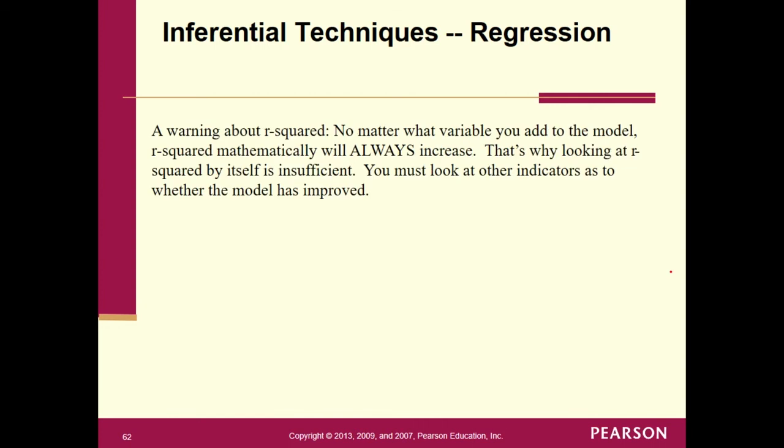So a warning about R squared. No matter what variable you add to the model, R squared mathematically will always increase. It has to. That's why looking at R squared by itself is insufficient. You must look at other indicators as to whether the model has improved. That's why we were looking at root MSE. You've got to look at the t-test. You've got to look at the slope test. And then make a decision.